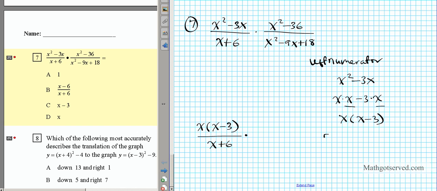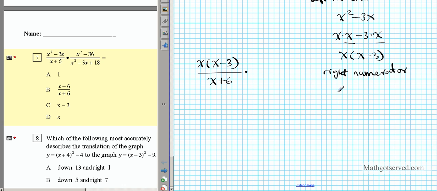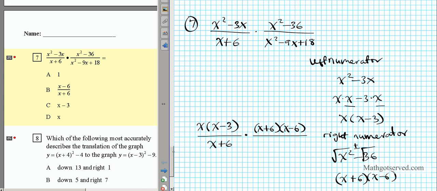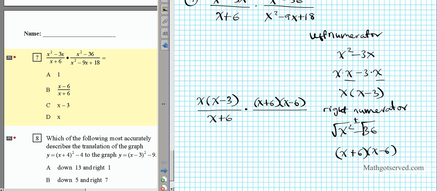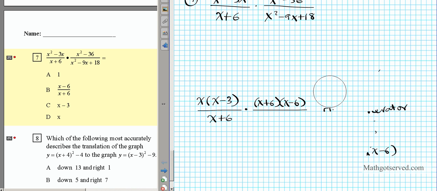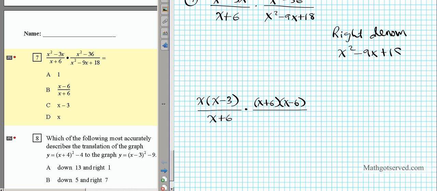All right, now let us look at the right numerator. The right numerator is x squared minus 36. This is a square and this is a square, so you just root both of them. You take plus or minus the square roots, okay? So you're going to have x plus 6 times x minus 6. That goes to the numerator. Now, the right denominator, I'm going to work it out right here. The right denominator is given by x squared minus 9x plus 18. So what you do is you make your x.